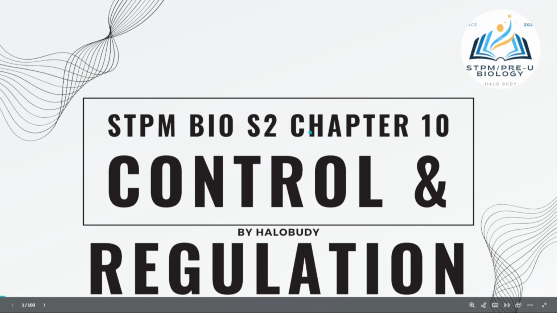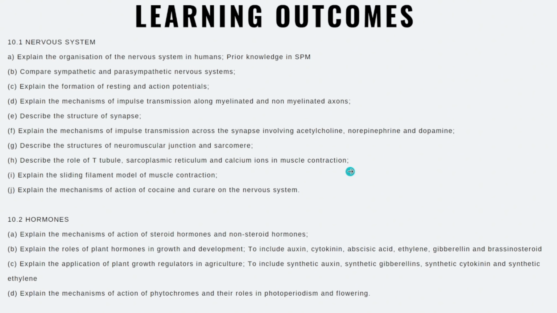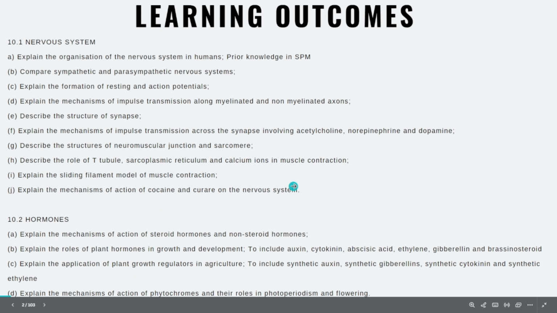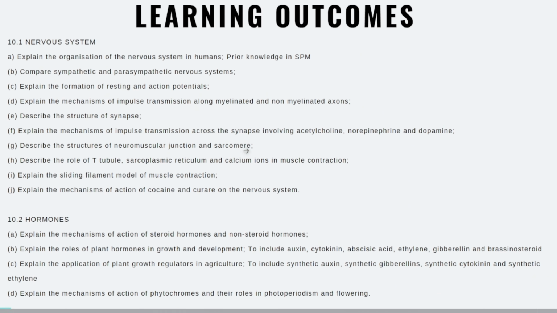This video is the free class video for STPM Biology Semester 2 Chapter 10 Control and Regulation, specially designed for those STPM candidates that take the STPM Biology subject. This is the third chapter for this semester. This is the learning outcome based on the STPM syllabus. In this chapter, there are only two main big topics, which are 10.1 Nervous System and the second topic, Hormones.